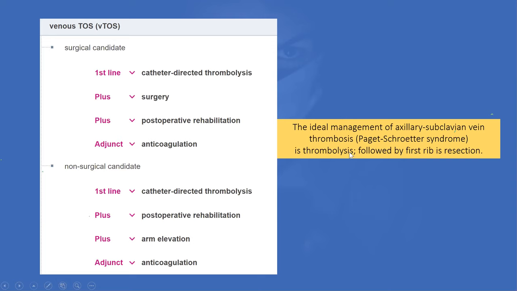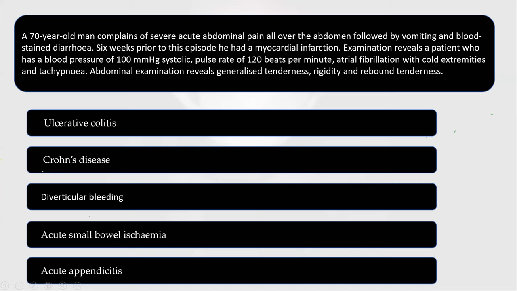And even Paget-Schroetter syndrome, which is the axillary subclavian vein thrombosis, is also treated with thrombolysis using the catheter directed method followed by first rib resection. So the first line of venous thoracic outlet syndrome associated with thrombosis is catheter directed thrombolysis. This is if the patient is a surgical candidate, and if non-surgical candidate, you try the same without including surgery, which is mainly first rib resection. Okay, next question.